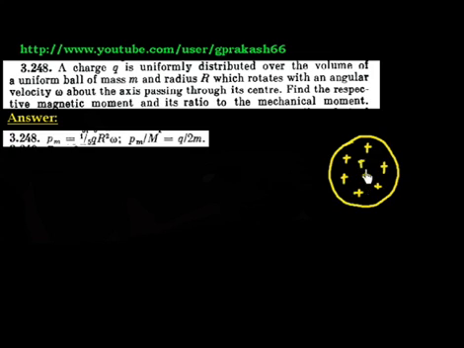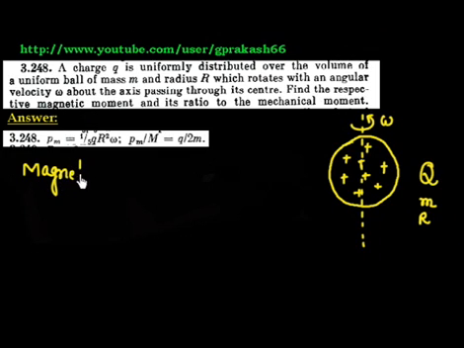Now this total charge, let us say the book writes a small q, let me write capital Q because I deal with the capital Q. So this is the total charge capital Q that is uniformly distributed in this volume. Now this ball has a mass m and radius of the ball is capital R, and this ball gets rotated about vertical axis with angular velocity omega, and we have to calculate what is the magnetic moment of this system.